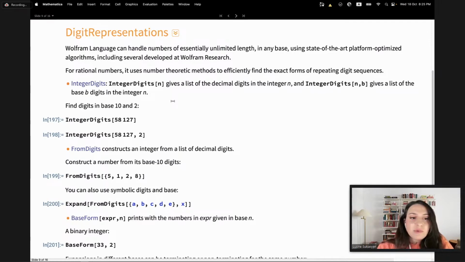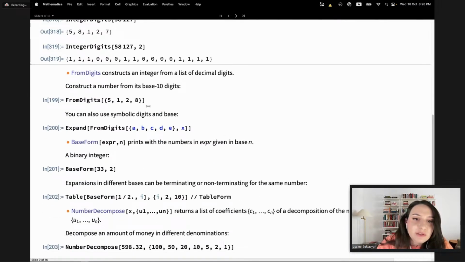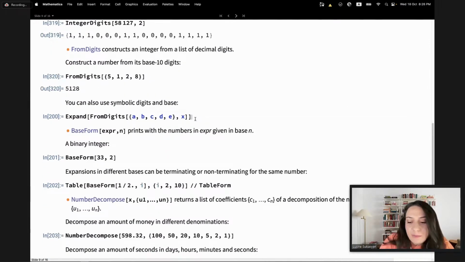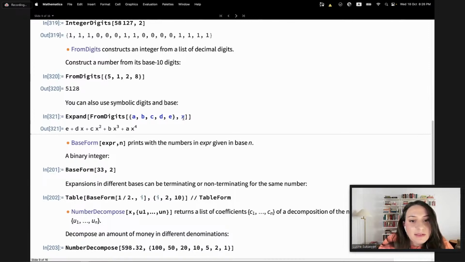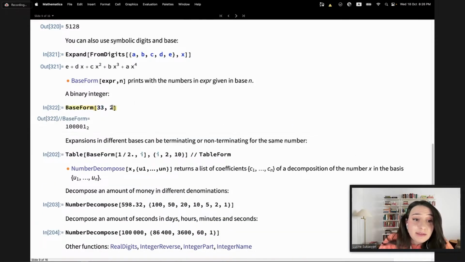So, for example, we can find digits in base 10, like doing this, or in base 2, by doing this, again using the same function. FromDigits constructs an integer from a list of decimal digits. Like we can construct a number from its base 10 digits, and here you go. We can also use symbolic digits and base, you see? This is the base, and this is the symbolic digits. BaseForm is another function which prints a number or expression given in base n. Like, for example, this is the number 33 in base 2, right?